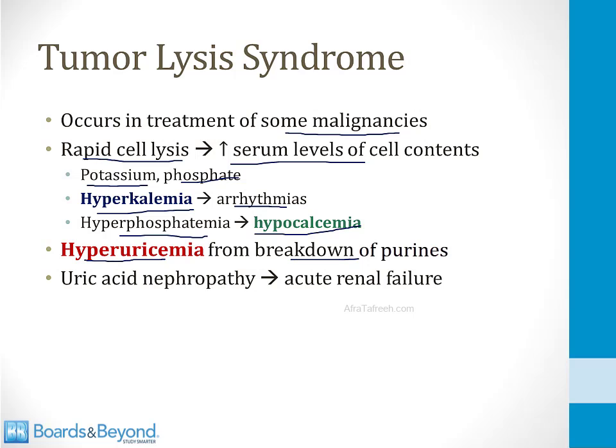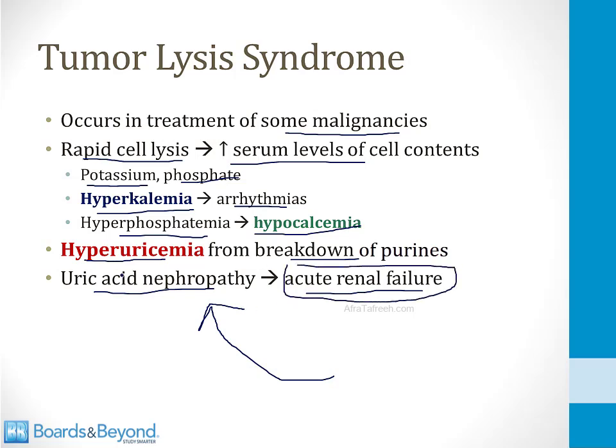Now, usually this doesn't lead to gout because you need chronic hyperuricemia to get gout, but what this often leads to is uric acid nephropathy and acute renal failure. And for this reason, rasburicase is often administered to help excrete the uric acid in the setting of tumor lysis syndrome so patients don't develop acute renal failure.